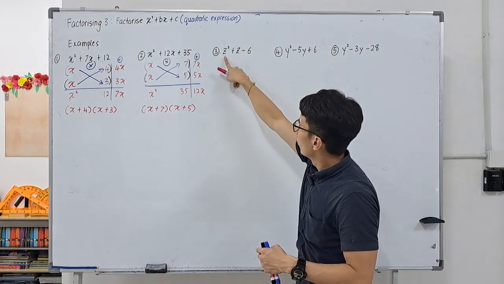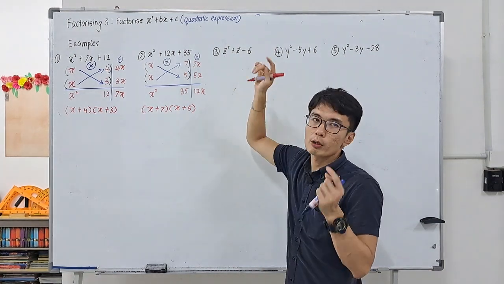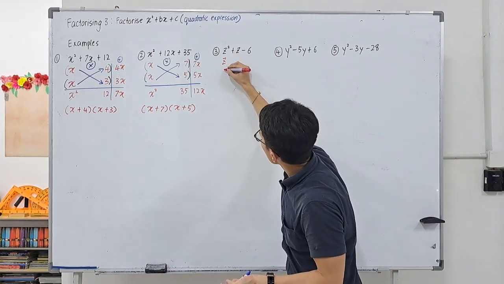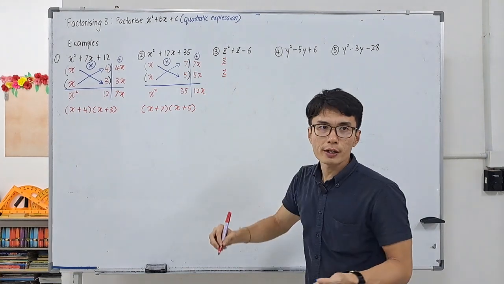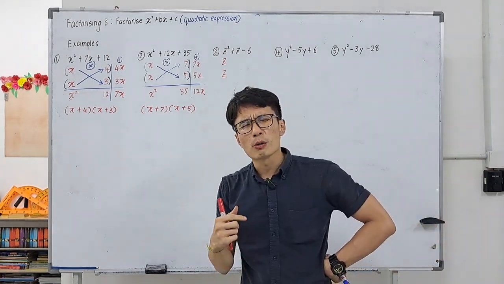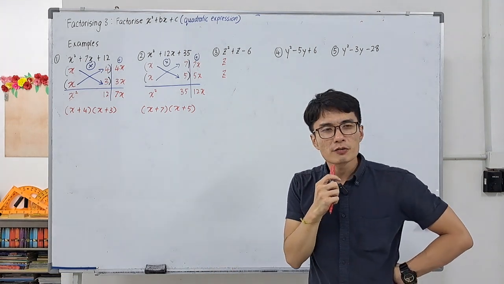Again, ask yourself, for the first term, what multiplied by what will give you z squared? So that's going to be z multiplied with z, right? Again, over here, what pair of numbers will you multiply to get to -6?